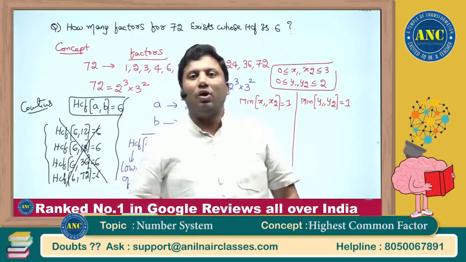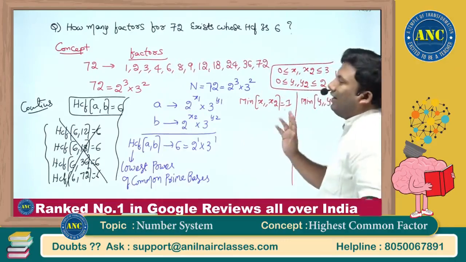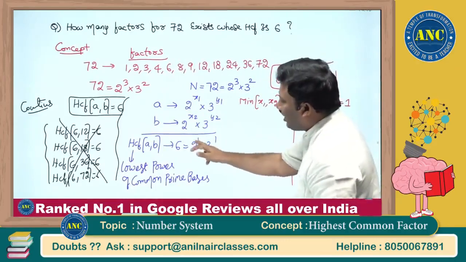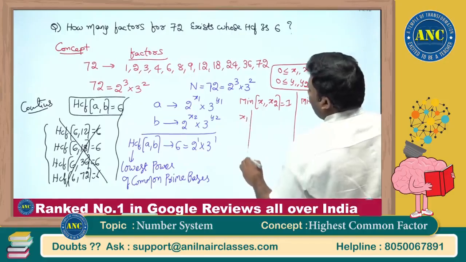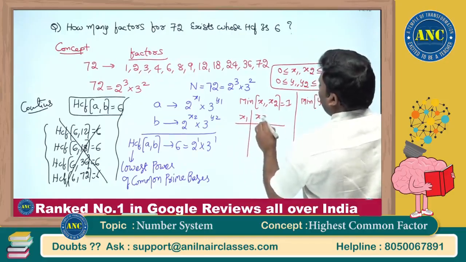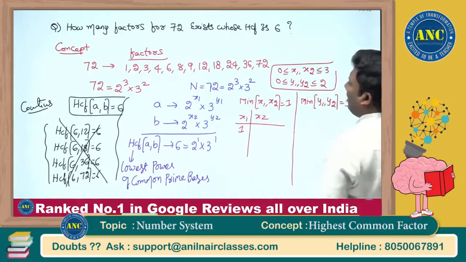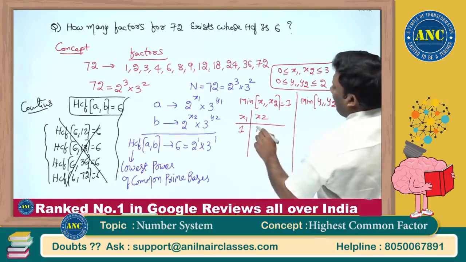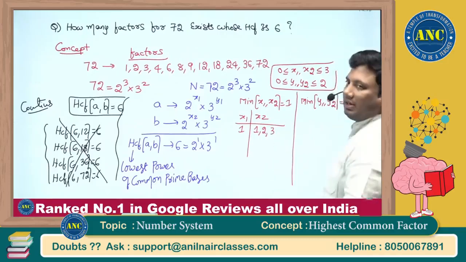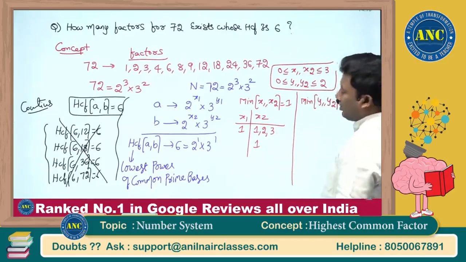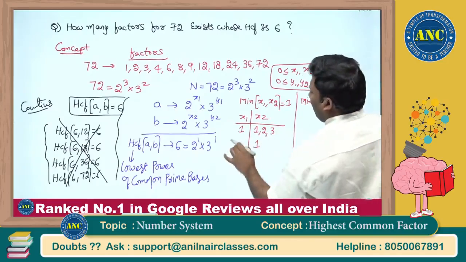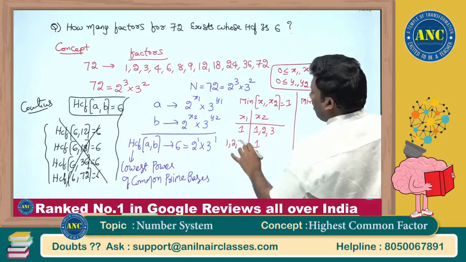In the previous case, co-prime, the lowest power value was 0. Here the HCF is 6. 6 means 2 power 1 and 3 power 1. So x1 can be lowest. If x1 takes 1, it is lowest. Then x2 can take 1, x2 can take 2, x2 can take 3. If x2 takes 1, it can be 1, 2 or 3.